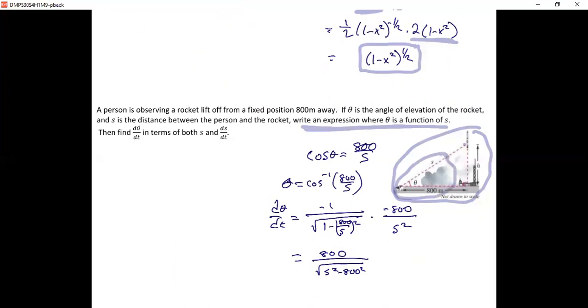So if theta is in terms of S, I have cosine of theta is 800 over S. Now, I'd like to do this one just applying the derivative. So theta is the inverse cosine of 800 over S. So our derivative is going to be -1 over the square root of 1 minus what's inside squared. So that what's inside squared is here, times the chain. The derivative of 800 over S is -800 over S squared. Yay. And then if we distribute the S squared to the denominator, we will get 800 over the square root of S squared minus 800 squared, which is our overall expression.